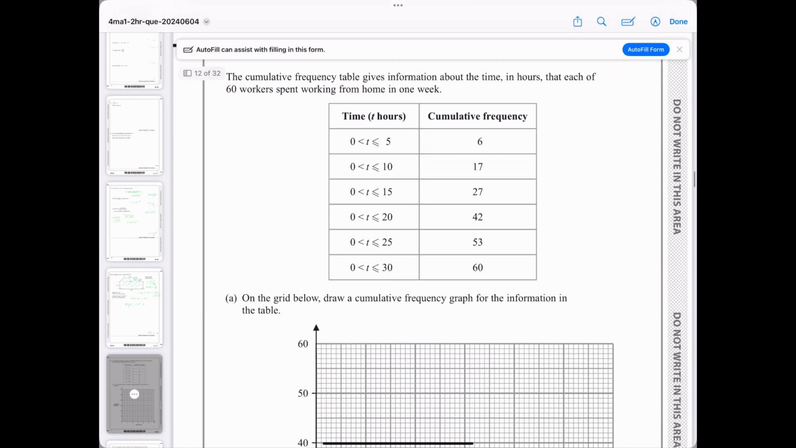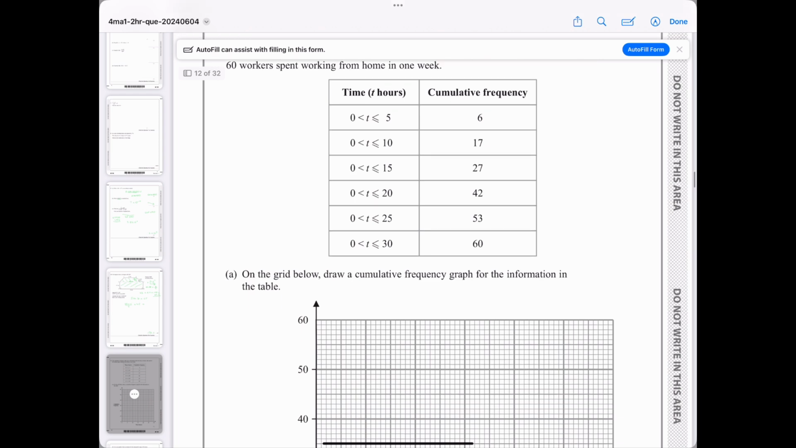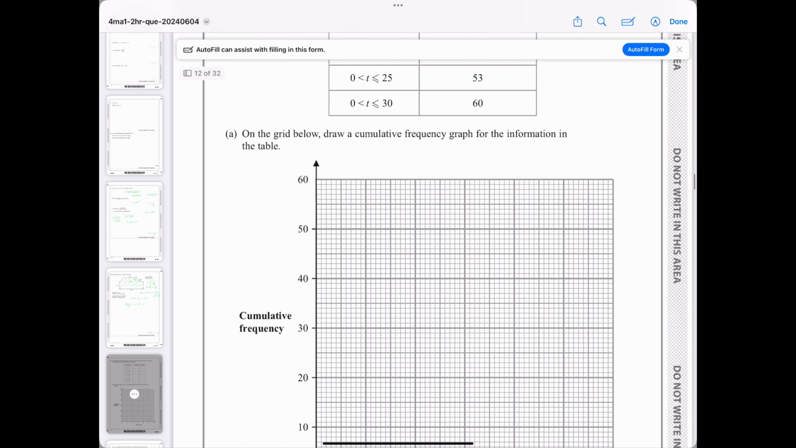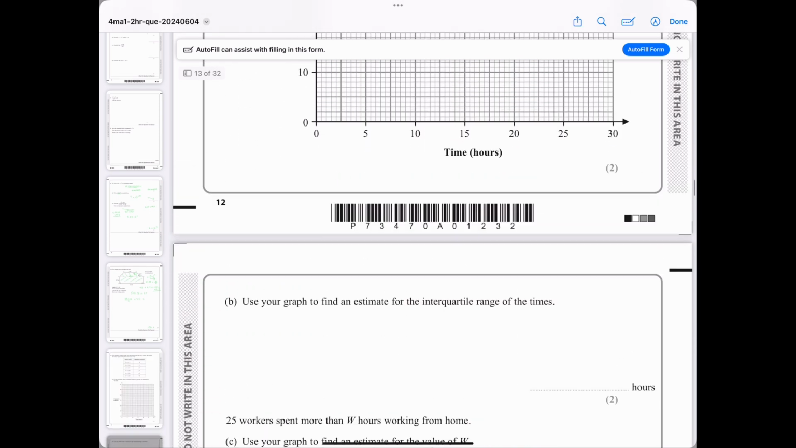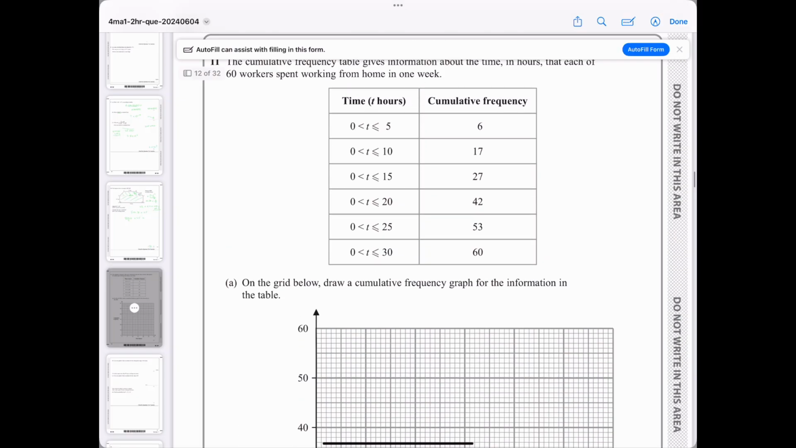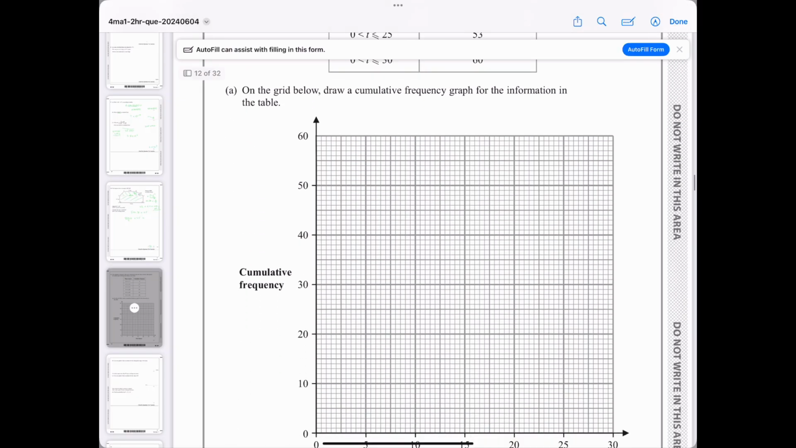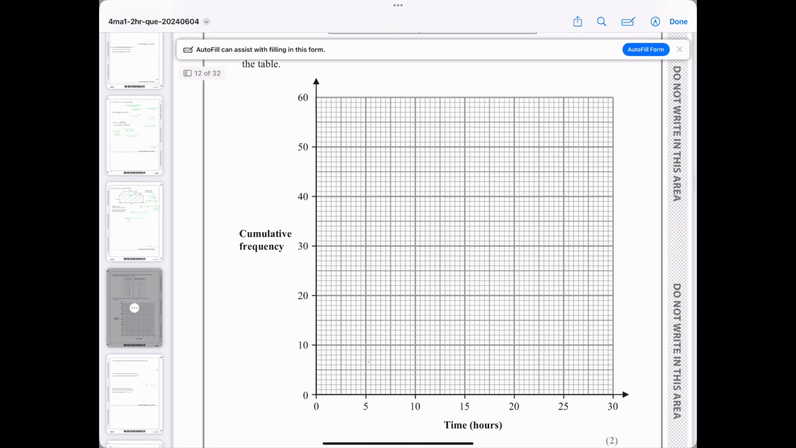And now this is a cumulative frequency table. It gives information about the time in hours that each of 60 workers spent working from home in 1 week. Yeah, this is well after COVID, obviously. So let's draw it in. So 0 to 5 equals 6. So that's there.